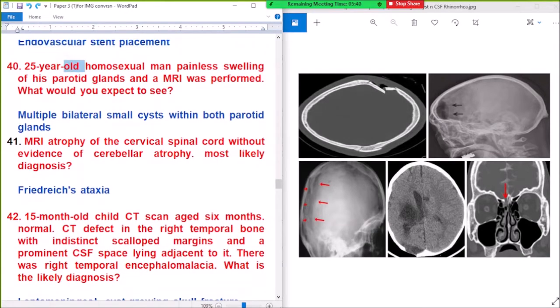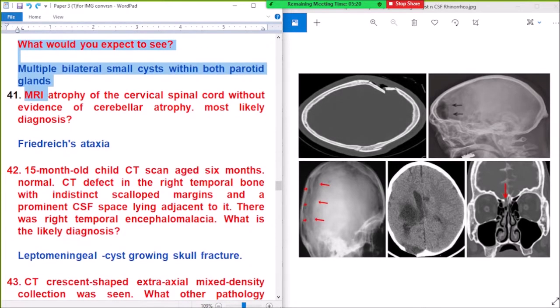Question 40. A 25-year-old homosexual man with painless swelling of his parotid gland and MRI was performed. What do we expect to see? Multiple bilateral small cysts within both parotid glands. Now this patient has HIV and swelling of his parotid. So in HIV parotitis, there will be multiple bilateral small cysts within both parotid glands.